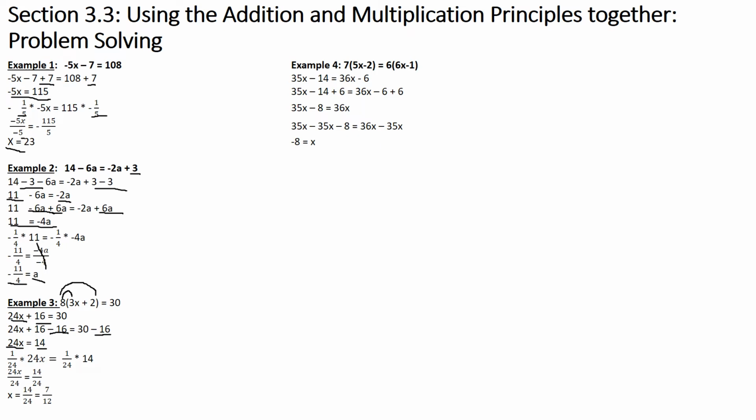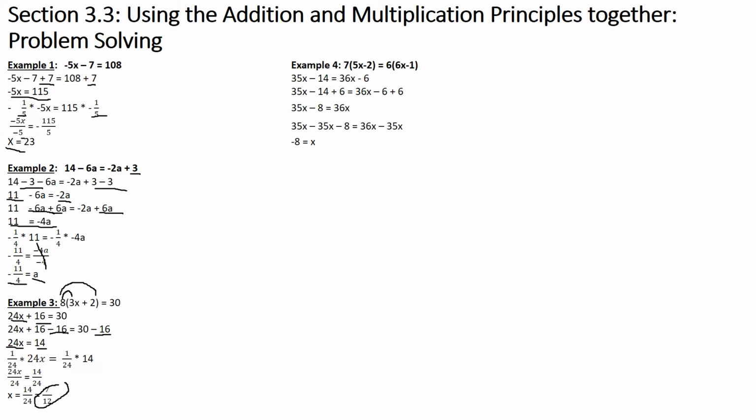I'm going to multiply both sides by 1/24. That turns into 24x over 24, where the 24's cancel out. That leaves x, and then 1/24 times 14 is 14/24, so x equals 14/24, which can be simplified to 7/12.